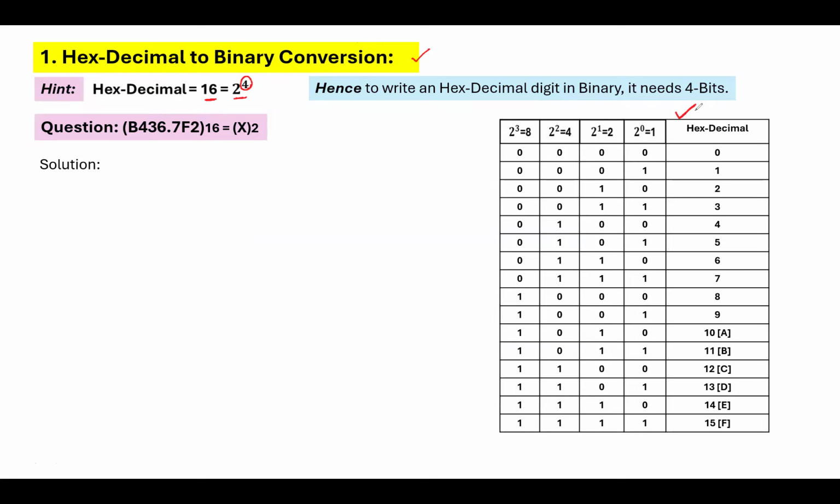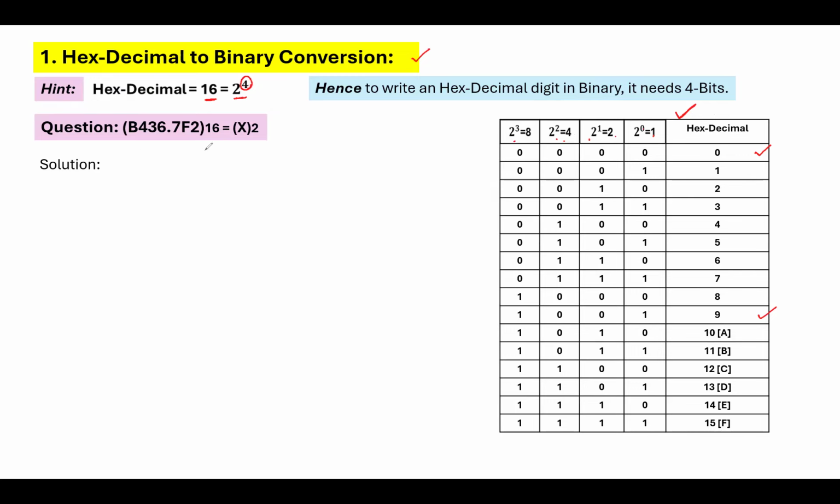Based on this, you can develop the truth table to write hexadecimal digits using binary. So to write hexadecimal digits in binary, we should take the binary weights as 2 power 0, 2 power 1, 2 power 2 and 2 power 3, that is 1, 2, 4, 8 equivalent binary weights. The hexadecimal digits are 0 to 9, and 10 to 15 are replaced with A to F.